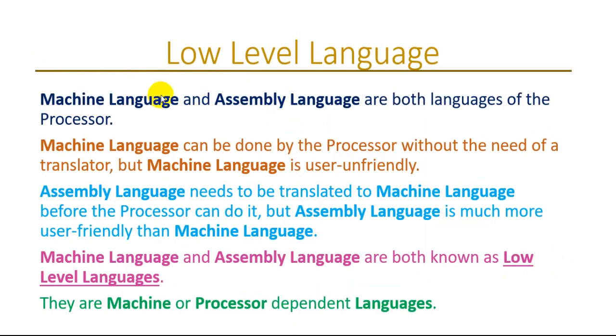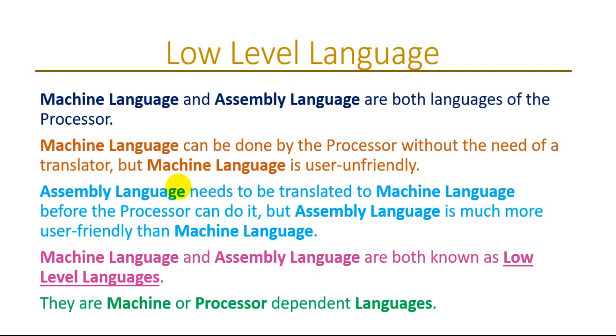So machine language and assembly language are both languages of the processor, because that is the processor's language. The only difference is machine language can be executed by the processor without the need of a translator, because machine language is in ones and zeros. The processor can directly take that and execute as long as those ones and zeros are for that particular processor. But assembly language needs to be translated to machine language because assembly language is not in ones and zeros. So the assembler has to translate that and convert it to machine language before the processor can execute it.